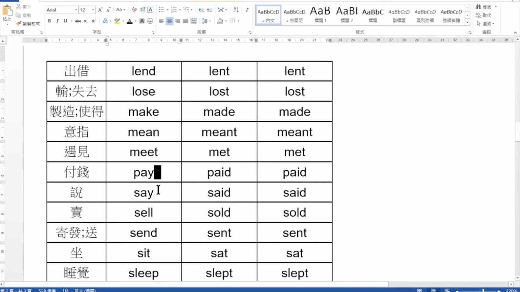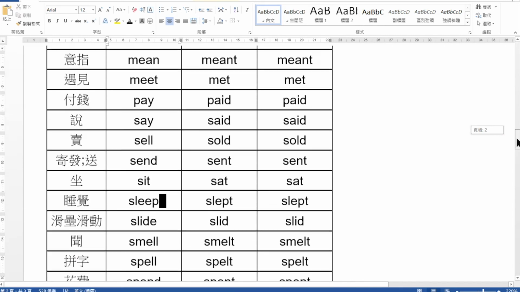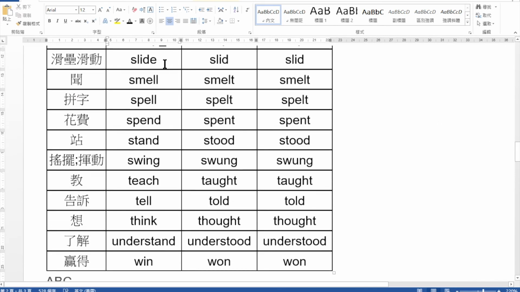Pay, paid, paid. Say, said, said. Sell, sold, sold. Send, sent, sent. Sit, sat, sat. Sleep, slept, slept. Slide, slid, slid. Smell, smelt, smelt. Spell, spelt, spelt. Spend, spent, spent.